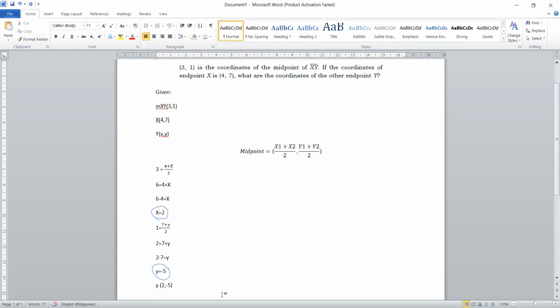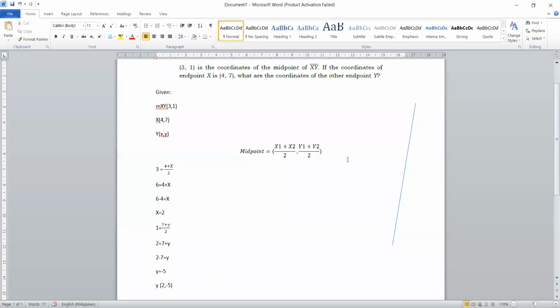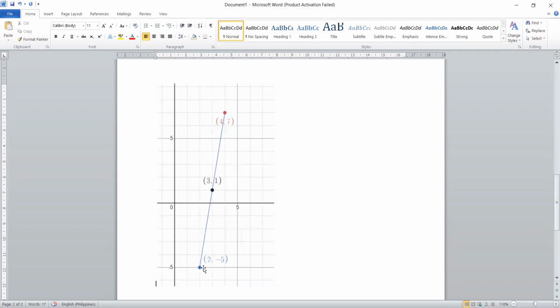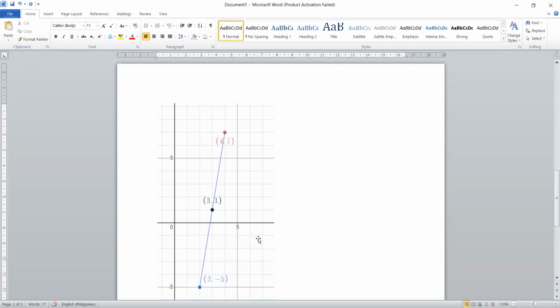So I'll try to show you the graph to prove that our answer is correct. So here's the graph to prove that the endpoint Y is at (2, negative 5). So it's correct.